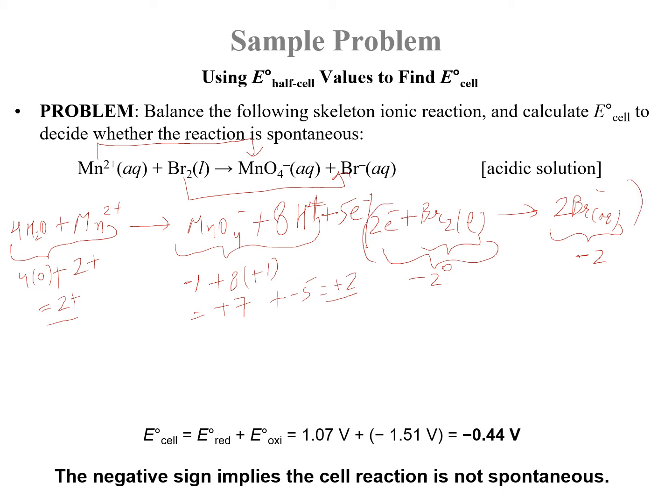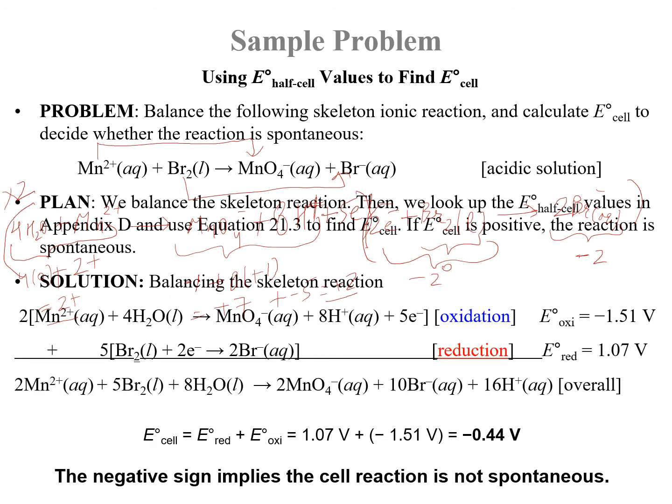How many on that side? 5. Meaning I have to multiply this reaction by 2 and this reaction by 5 to balance the total number of electrons.